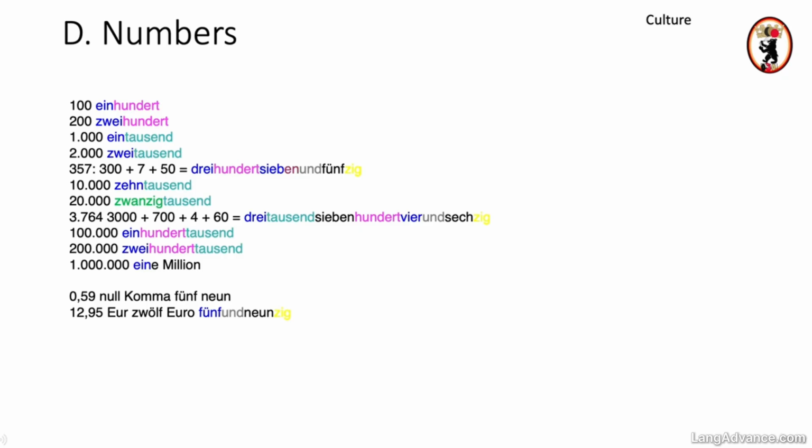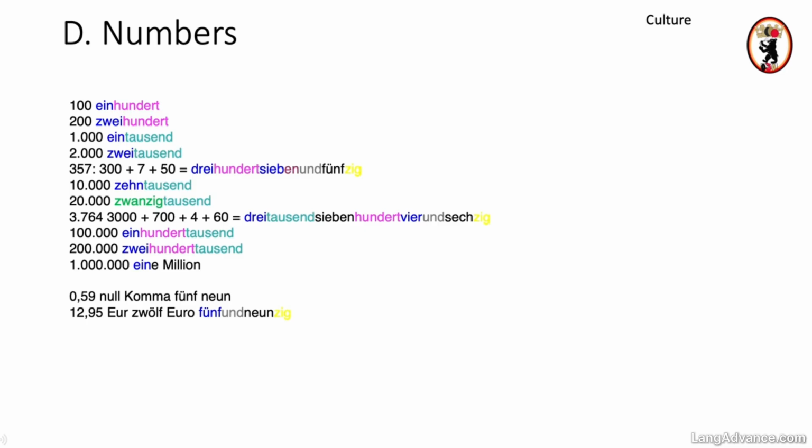Okay, but what about numbers above 99? 100 is 100. 200 is 200. 1000 is 1000. I'm sure you noticed that there is a period where you would expect a comma. That's not a mistake, but intentional. German uses a comma where you use a period and vice versa.